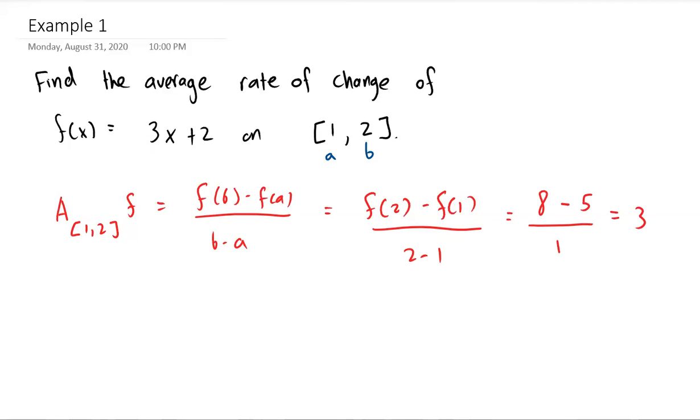So on average, you could say that this function changed by 3 units on the interval 1 to 2. Again, it's not the total change, but just a measurement, a sort of average, of how much the function changed.